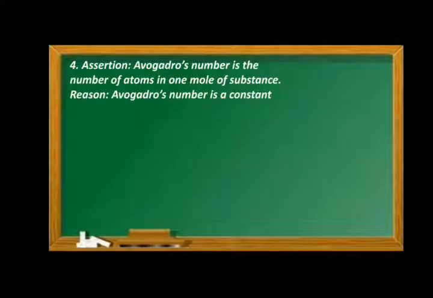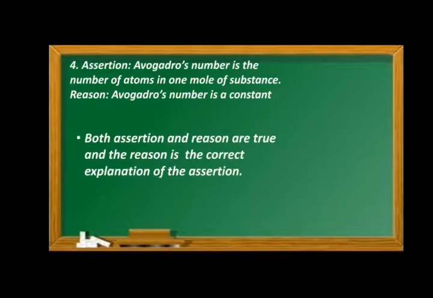Fourth question is assertion. Avogadro's number is the number of atoms in 1 mole of a substance. Reason is Avogadro's number is a constant. Both assertion and reason are true, and reason is the correct explanation of the assertion.